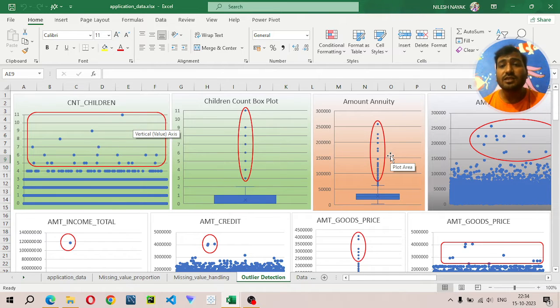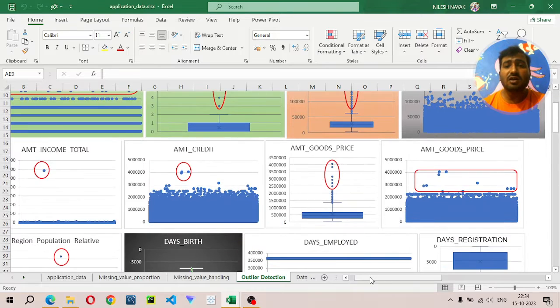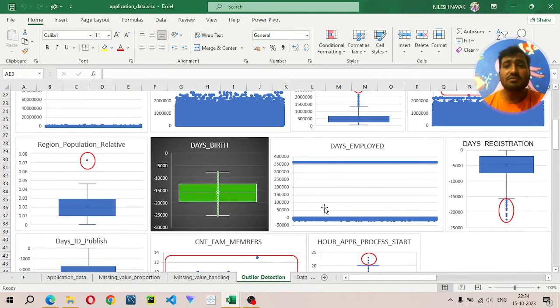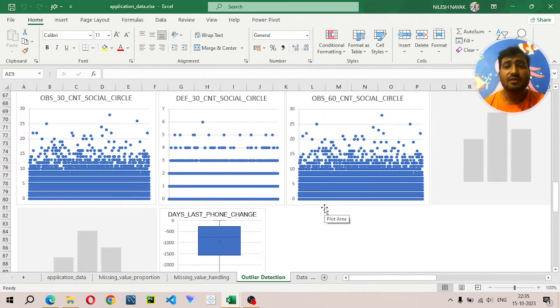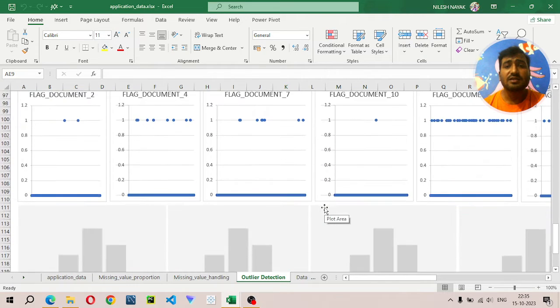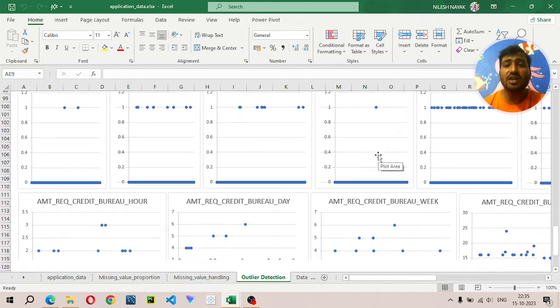Coming to the amount annuity, some values are more than 2,50,000. That is also an outlier category. Similarly, we have performed outlier detection on all the data columns that have been given. Here we can see one more outlier in flag document 10. That means whether document 10 has been submitted or not. Many of the applicants have not submitted, but one of the applicants has submitted. That is also definitely an outlier.